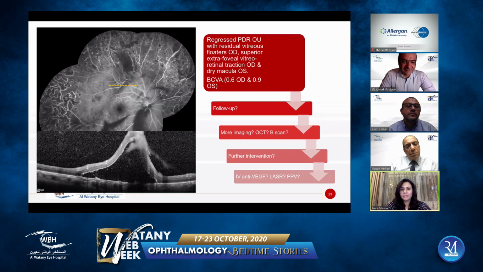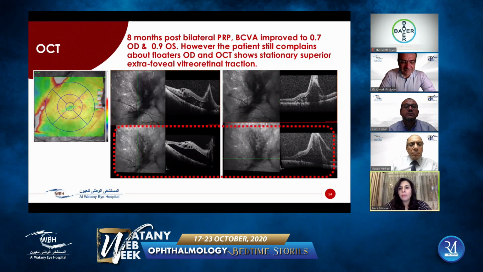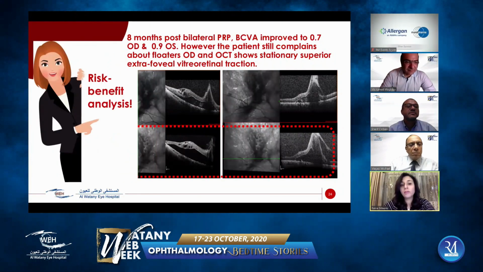Actually, that's exactly what happened. The patient kept regular follow-up. We can see the difference between the images in the red rectangle, and 8 months later, the traction is almost stable and the hemorrhage is resolving. However, the patient is still complaining about vitreous floaters. So I brought this case to assess the risk-benefit analysis of extrafoveal vitreomacular traction.